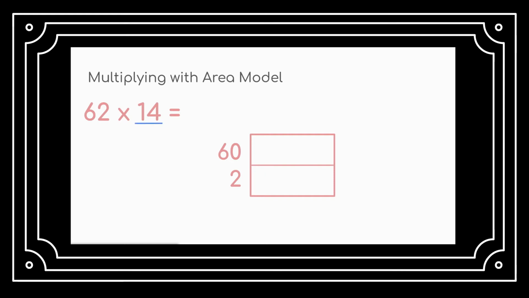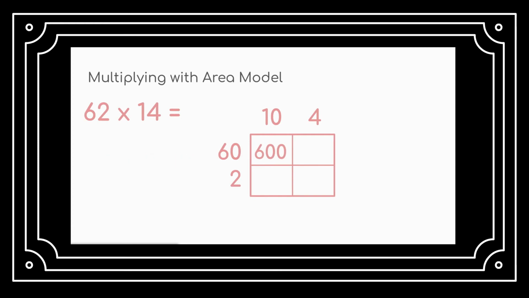Next, we need to break up 14 into tens and ones. 14 has 1 10 and 4 ones, so I will label the other side of the rectangle with a 10 and a 4. We now need to draw a line to separate the numbers. Let's multiply 60 times 10 and we'll write the answer here. 60 times 10 equals 600.